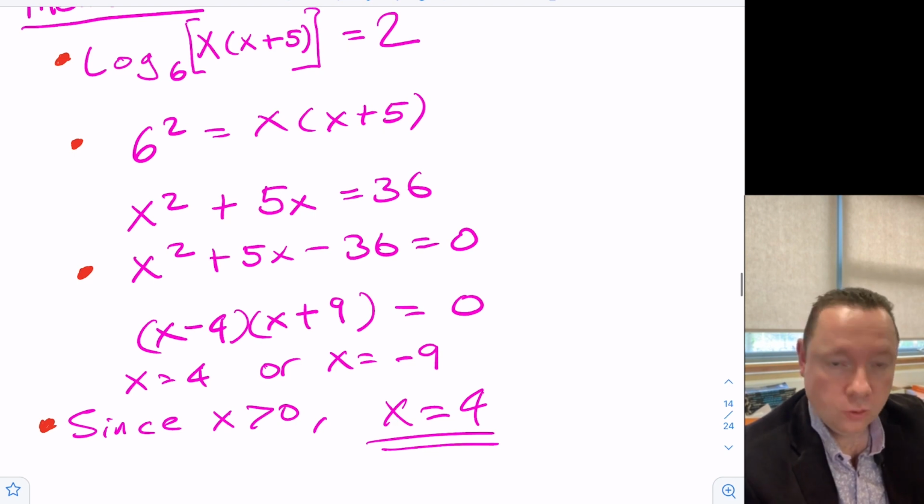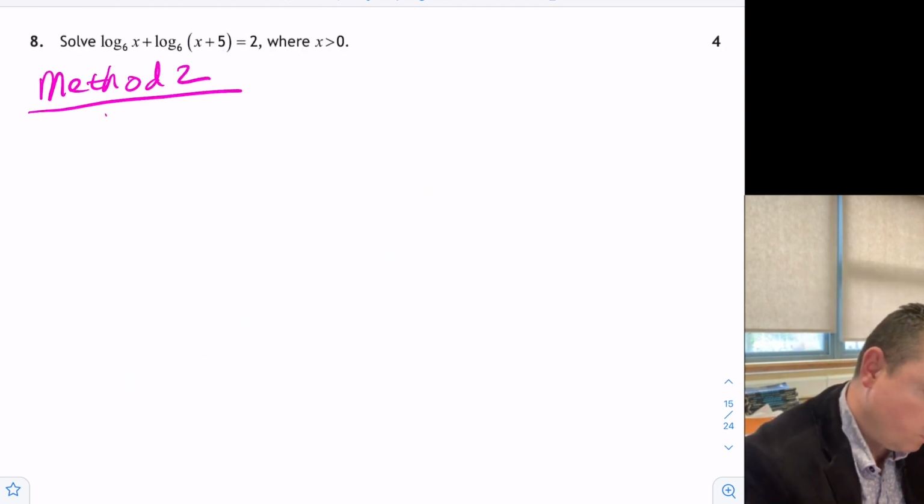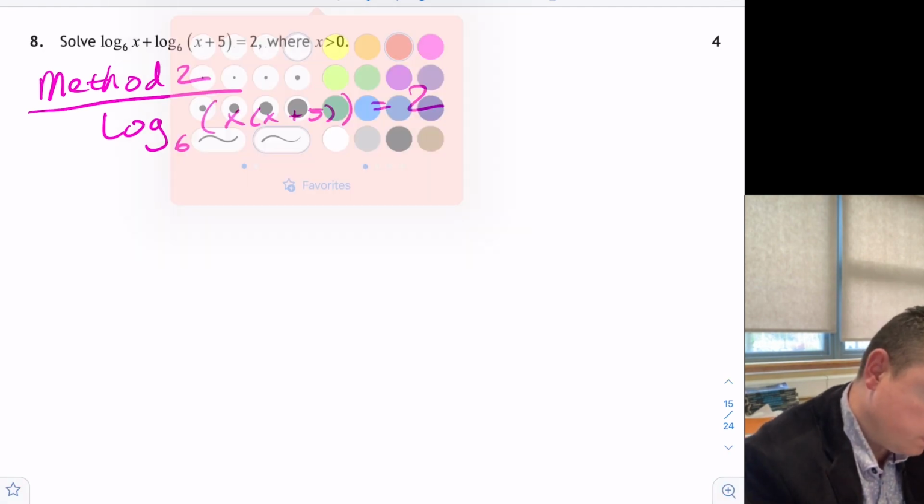Let's look at method 2. So method 2 starts the same way. We apply the same rule as before. So we write log base 6 of x times (x + 5) equals 2. And we get our first mark.